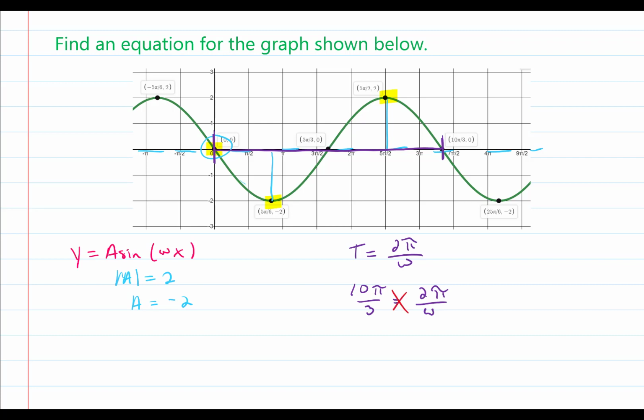Our goal is to solve for omega. To do that, we are going to cross multiply, and so what we get is 10 pi times omega is equal to 6 pi. We're now going to divide both sides by 10 pi, and reduce the fraction to get omega is equal to 3/5. So our final answer, now that we know the value of a and the value of omega, is y is equal to negative 2 times the sine of 3/5 times x.